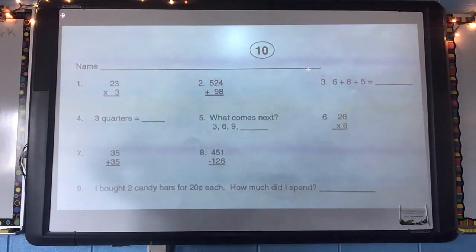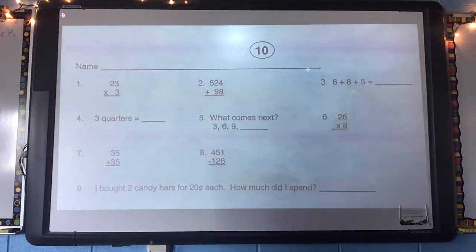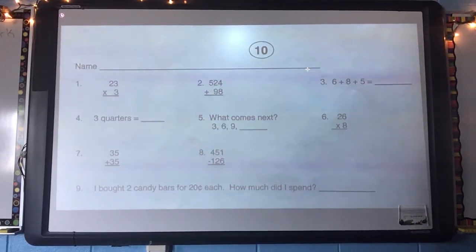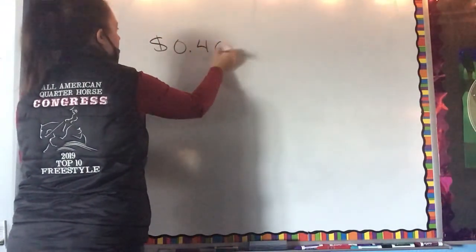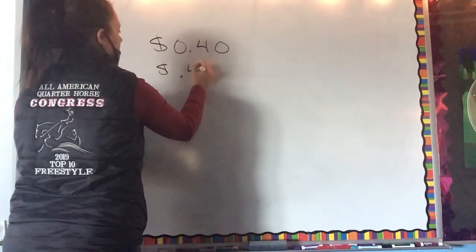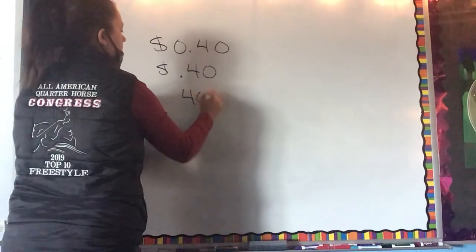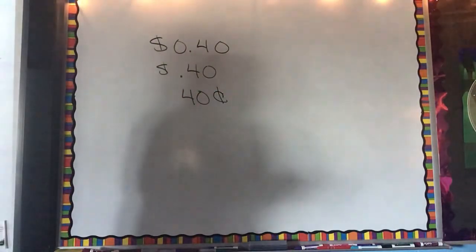325. And number 9, I bought 2 candy bars for 20 cents each. How much did I spend? I'm hoping this can be mental math because what's our equation, Hannah? 20 times 2. So I can do 2 times 2 is 4, and then add your 0 to get what total, Hannah? 40 cents. And again, you can do a money sign, 0.40, or 40 with a cent sign after it. So it would look like this. Would be correct.